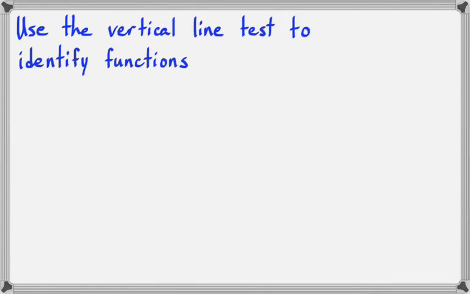In this lesson, I would like to show you how to use the vertical line test to identify a function. We've already talked about the definition of a function, and we know that a function is a relation where each x value corresponds to only one y value. And we've also graphed a few things. So now I want you to be able to look at a graph and determine right away if it's a function or not.